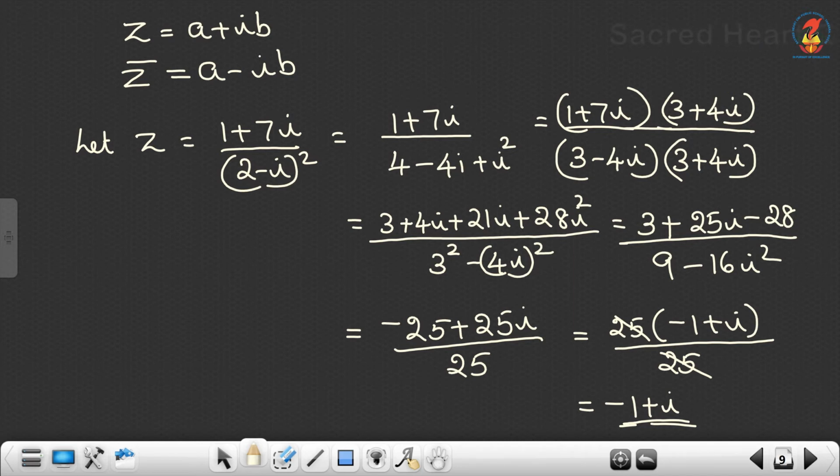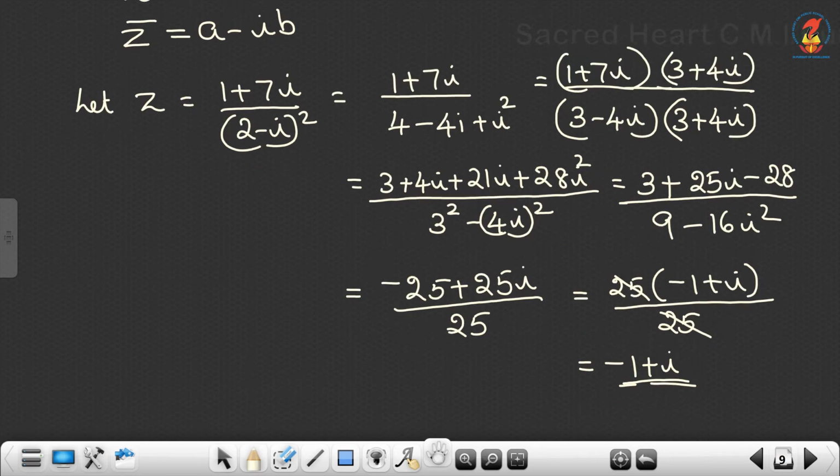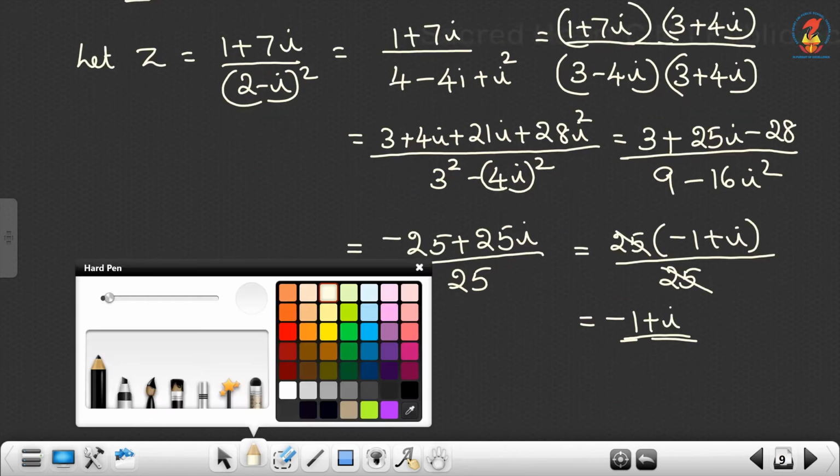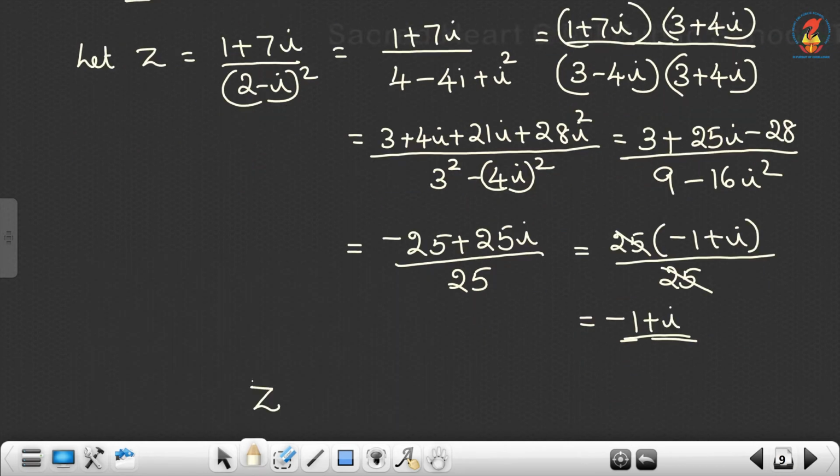What do we have to find? Its conjugate, z bar. z is -1 + i, so z bar is equal to -1 - i. No change in the real part, only the imaginary part, its sign will change. So -1 - i.